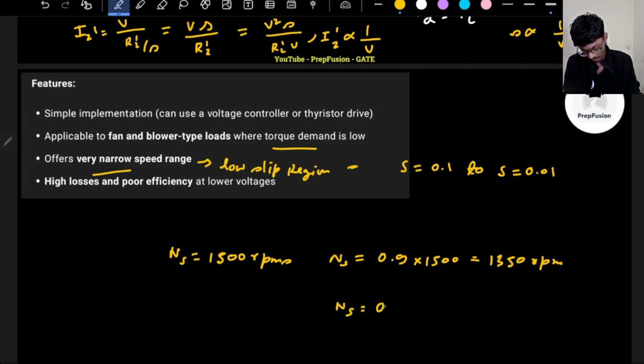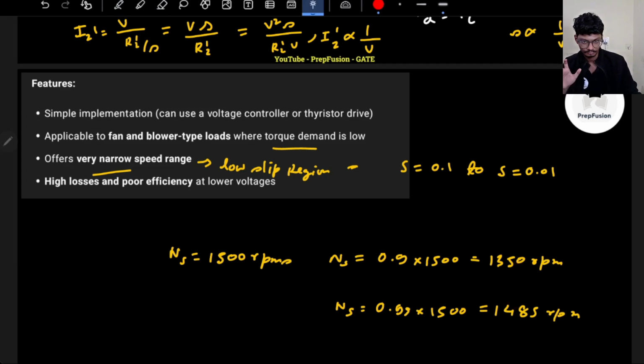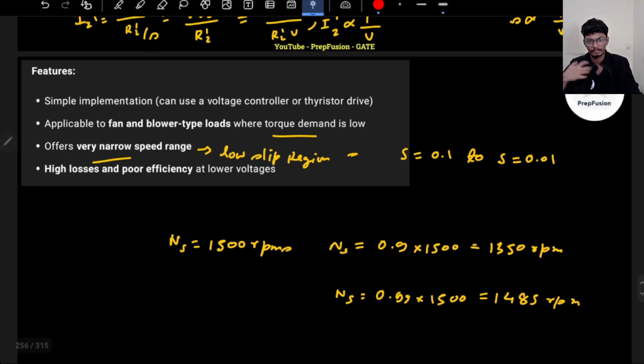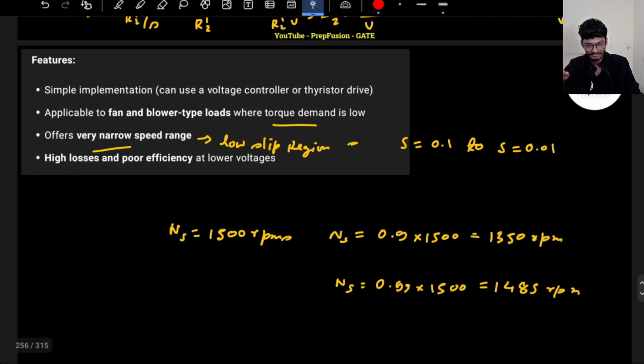Second case, this will be 0.99 into 1500 rpm. So this will be basically 1415 if I subtract 185 rpm. So if you see, the speed control range is only around 150 rpm. I'm only able to control 150 rpm of speed. So that is the disadvantage. We'll see in the external resistance control, it will be better.